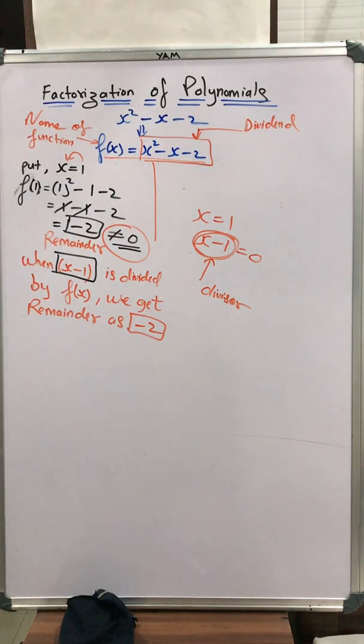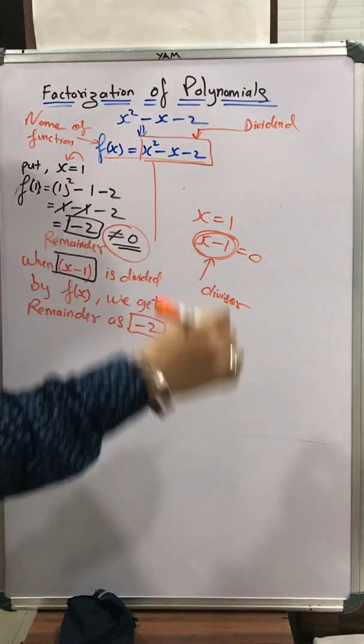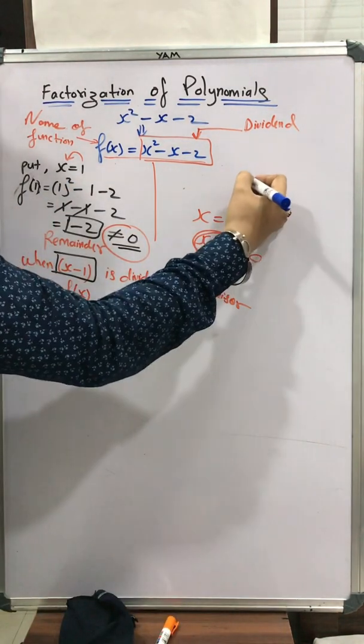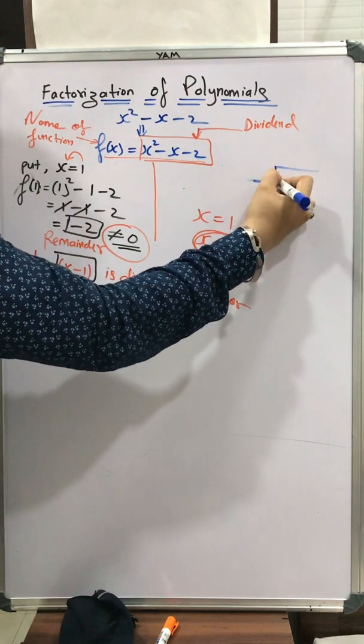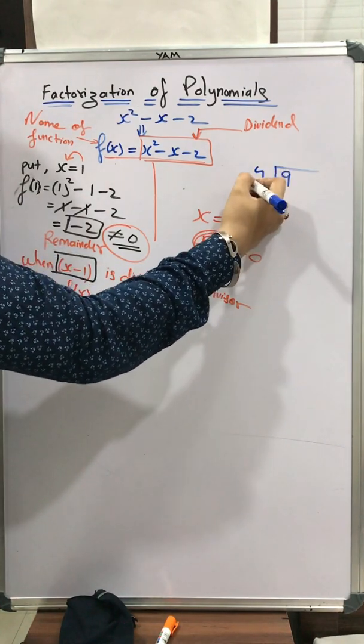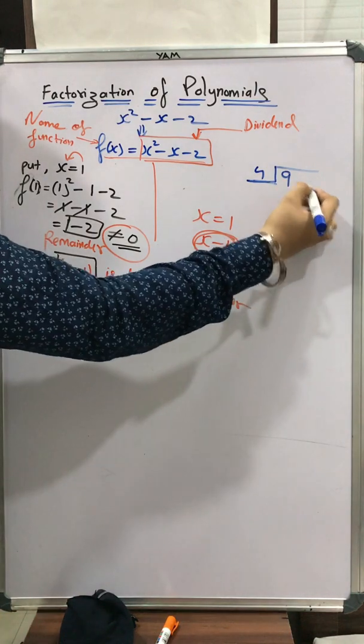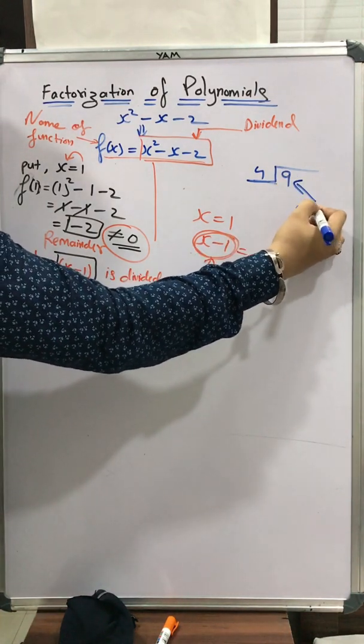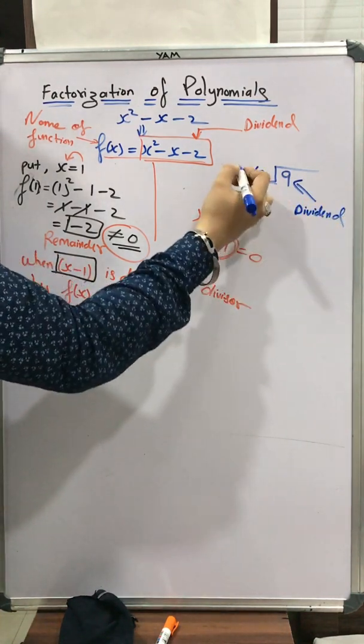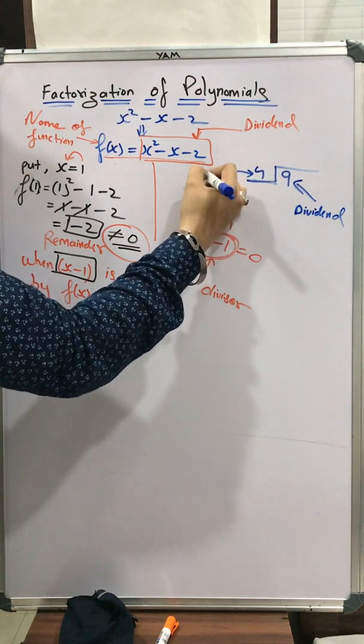Dividend. In the traditional way of dividing, suppose I divide 9 by 4. This 9 is called the dividend, and this 4 is called the divisor.